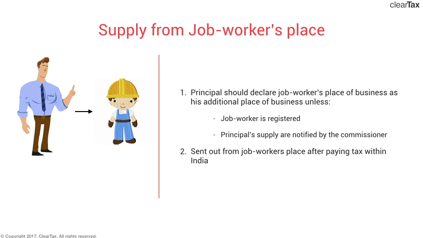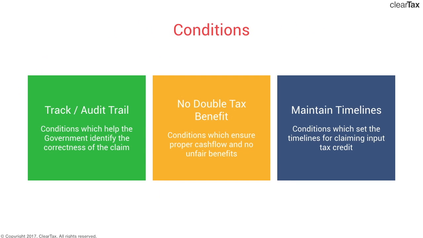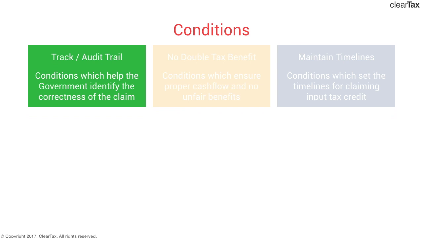He'll have to send out goods from the job worker's place, sell it after paying tax if he's selling it within India. If he's exporting, then he can send it out with or without paying tax. These conditions are very logical. They actually fall very much in line with the three reasons we discussed while talking about overall conditions relating to input tax credit. They fall within the first reason, where the government should be able to track, should be able to maintain audit trail to identify the correctness of the claim.